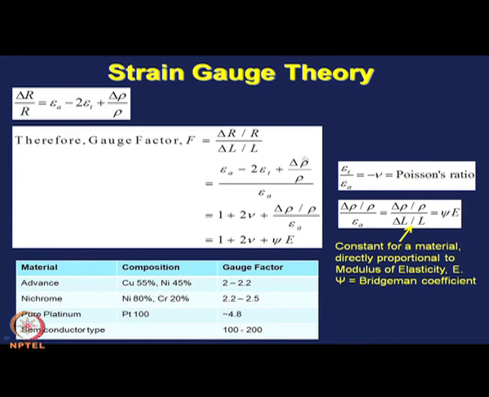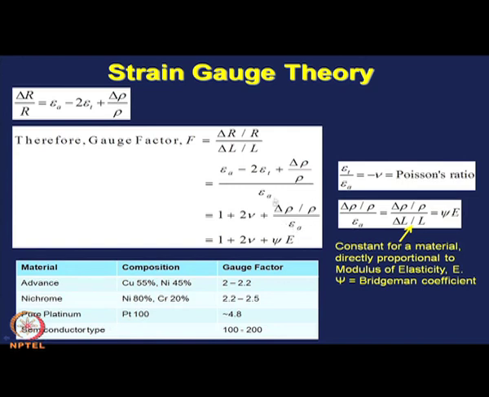So, the gauge factor, which is delta R by R divided by delta L by L, can now be found out as epsilon A minus 2 epsilon t plus delta rho by rho divided by axial strain, which will become 1 plus 2 nu, where nu is the Poisson ratio, epsilon t by epsilon a equal to minus nu, plus delta rho by rho epsilon a, which is axial strain.